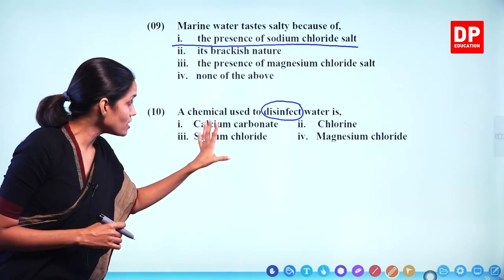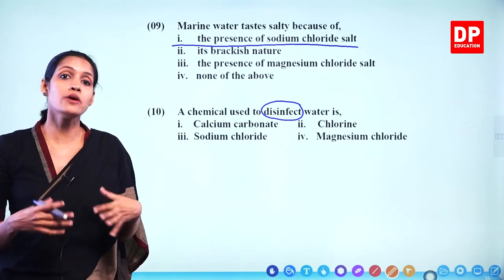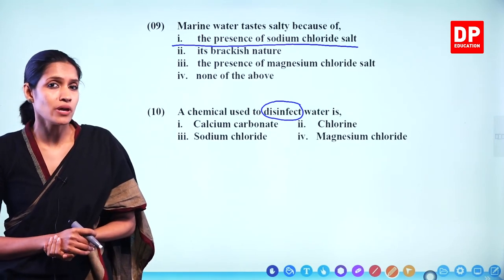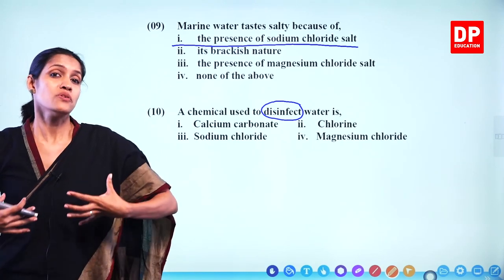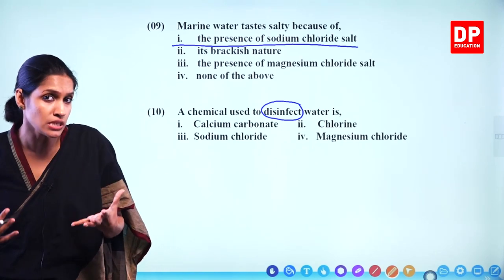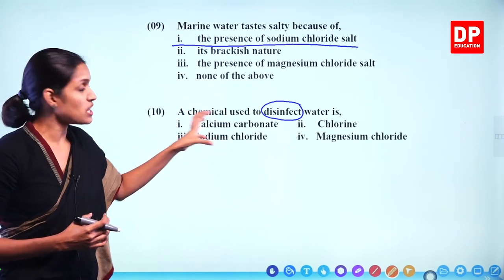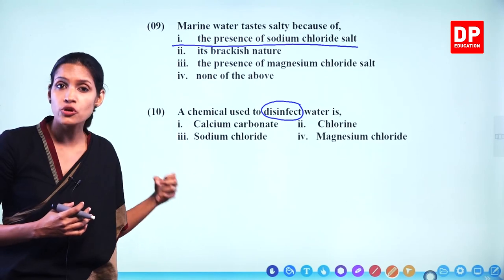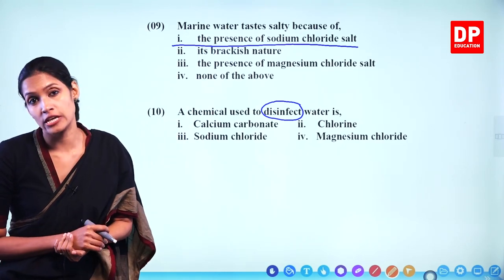So the most common method of destroying these microorganisms at home is by boiling water. But remember, at the industrial level, in urban areas, when they supply water, boiling is not possible. Therefore, they add some chemicals to destroy the microorganisms. So one chemical they use is chlorine.